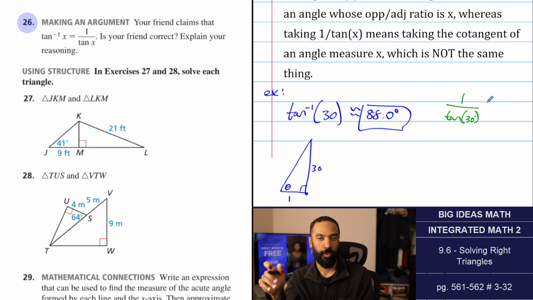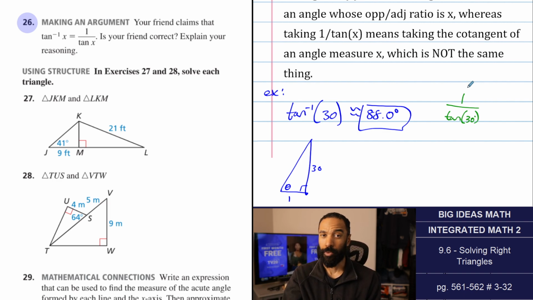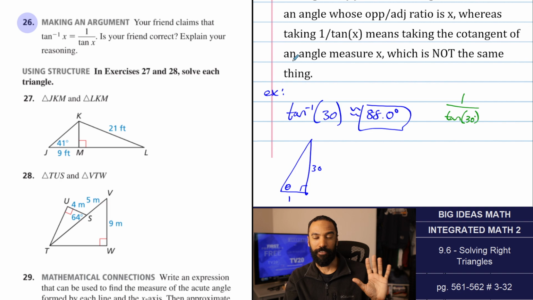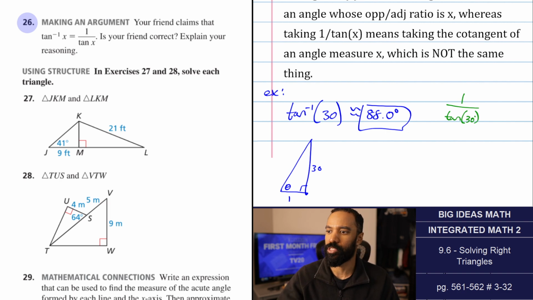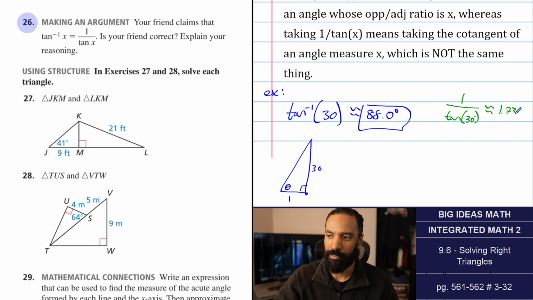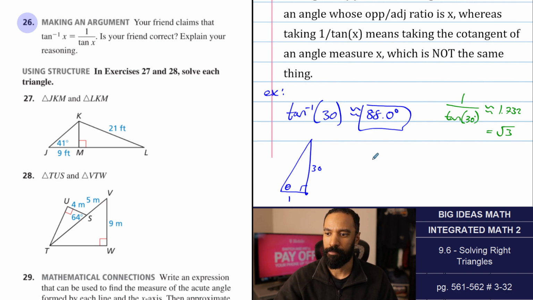Tangent of 30 is 1 over root 3. So 1 over tangent of 30 is root 3 over 1. You know what root 3 is about? I forget, 1.7 something. So what is 1 over tangent of 30? 1.732, which is equal to the square root of 3. Not the same. Not the same.